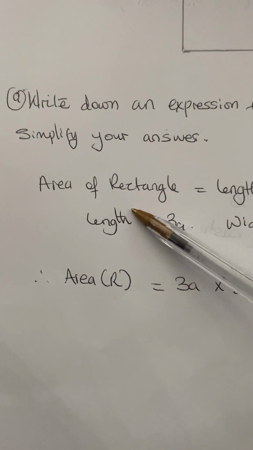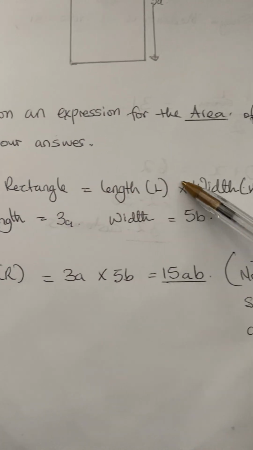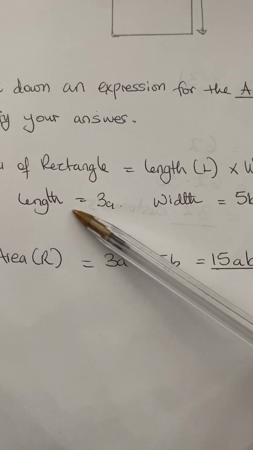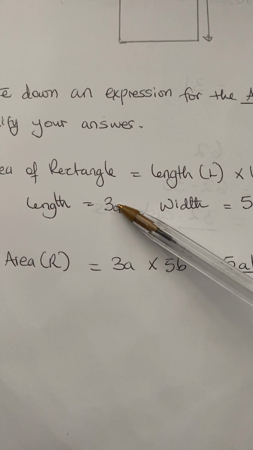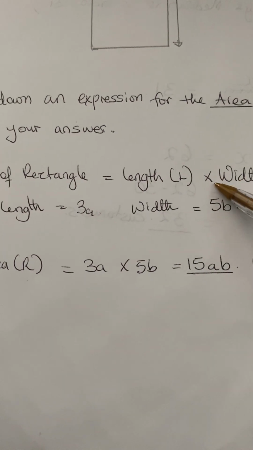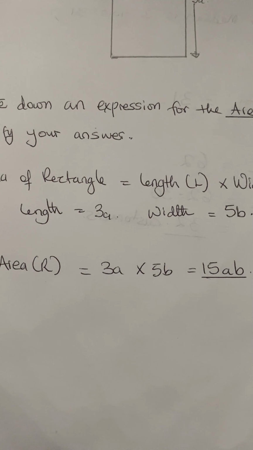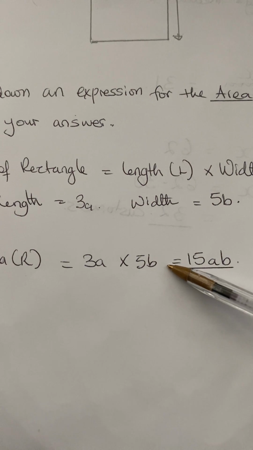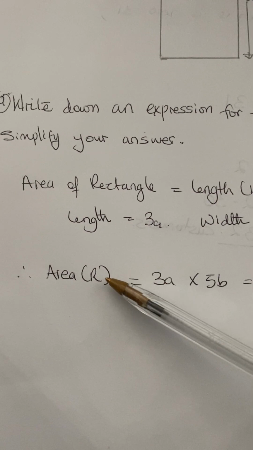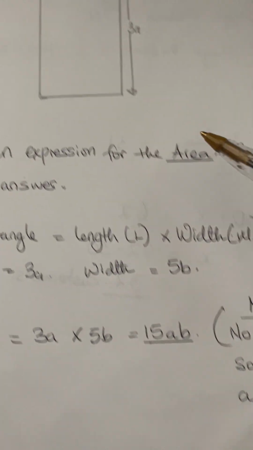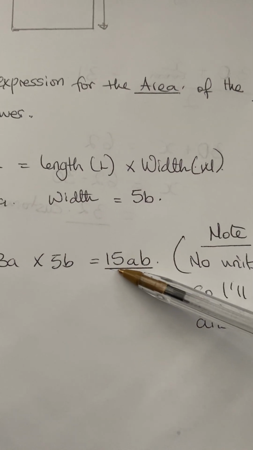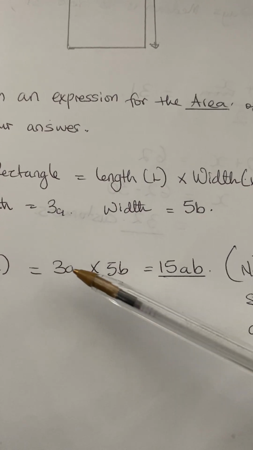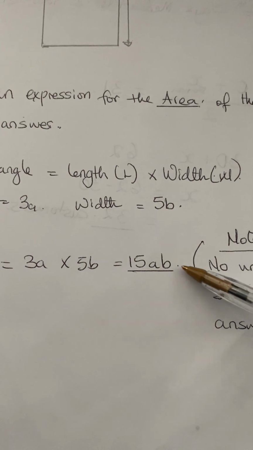Now, we know that the area of the rectangle is always length times width. Here the length is given as 3a and the width is given as 5b, so we multiply them together, which is 3a times 5b. So our area for this rectangle now will be 15, 3 times 5, times a and b, so it's ab.